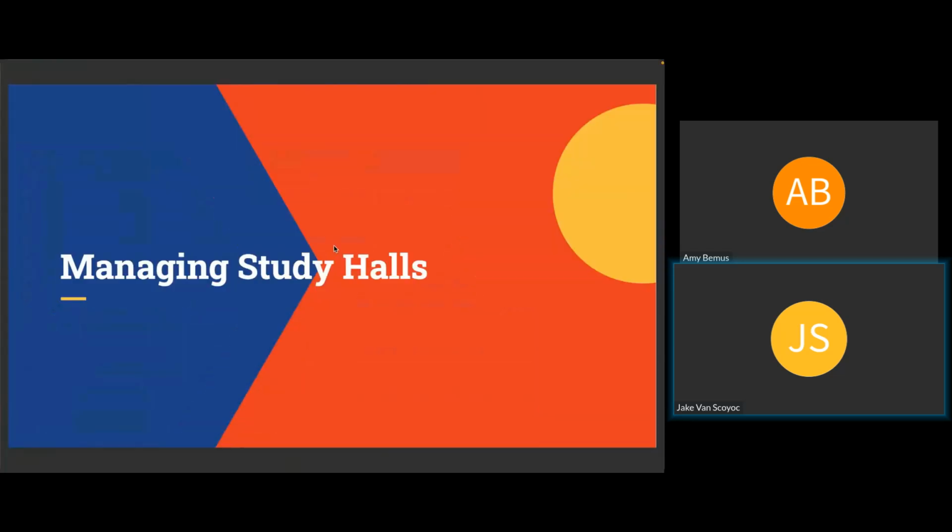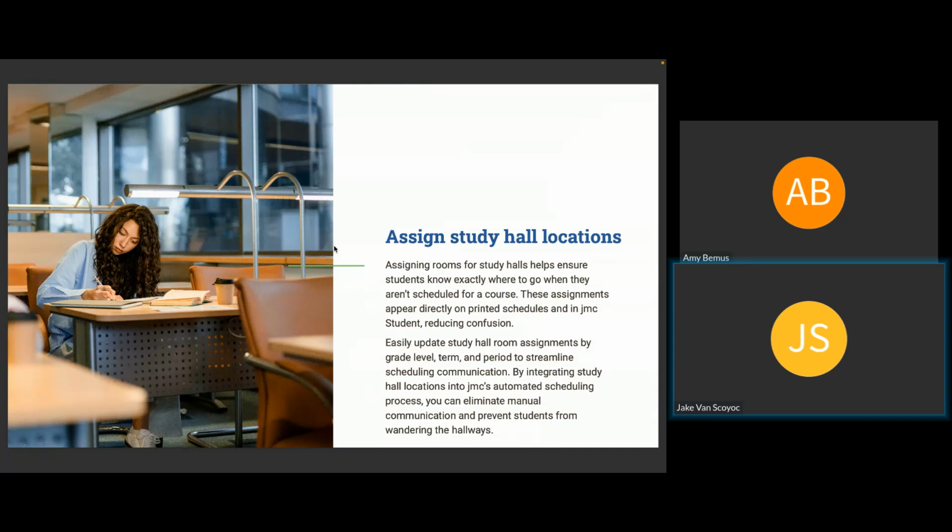Sweet. Awesome. All right, so let's get into managing study halls. This is kind of putting the finishing touches on a schedule here. Assigning rooms for study halls helps ensure students know exactly where to go when they aren't scheduled for a course. These assignments appear directly on printed schedules and in JMC Student, reducing confusion. Easily update study hall room assignments by grade level, term, and period to streamline scheduling communication. By integrating study hall locations into JMC's automated scheduling process, you can eliminate manual communication and prevent students from wandering the halls.